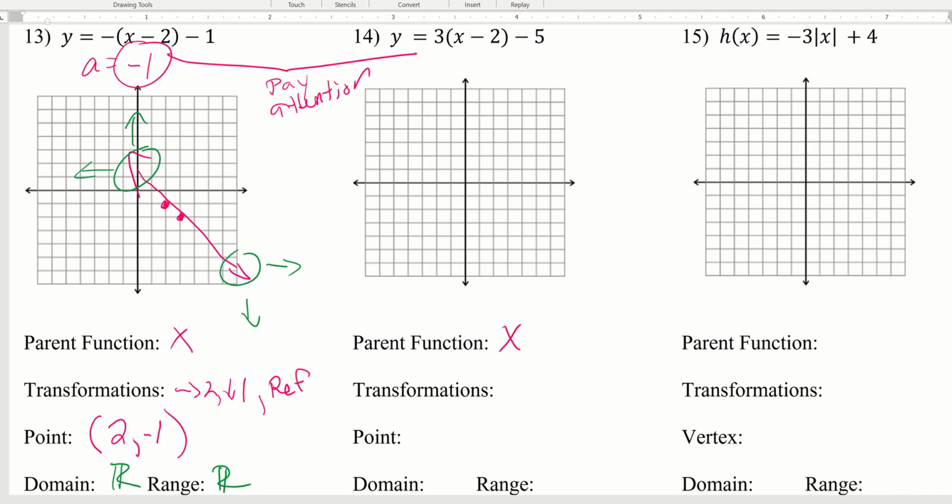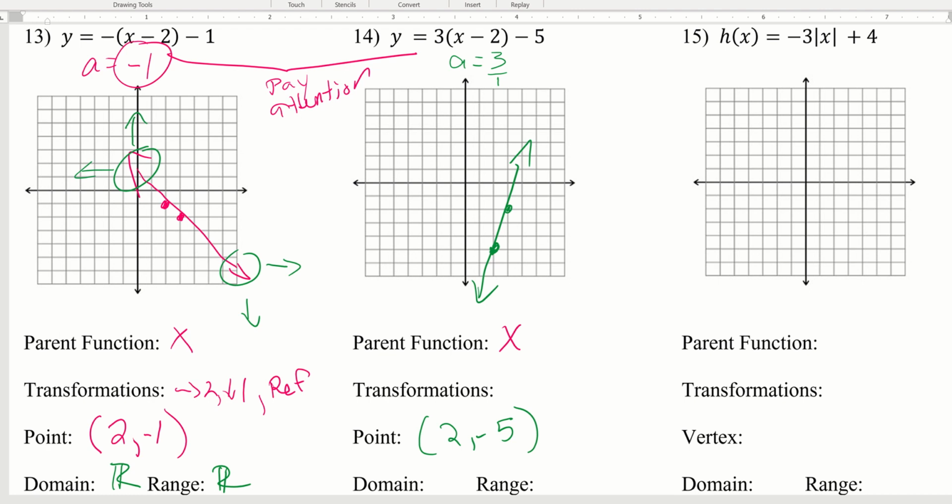Cool. Okay, so moving on to our transformation, number 14. So our point here is opposite h, keep the k. So 2, -5. Now I know it's a line, my a is equal to 3, so my slope is 3 over 1. So I rise 3, run 1, and that's it. I'm done. It's just a line.